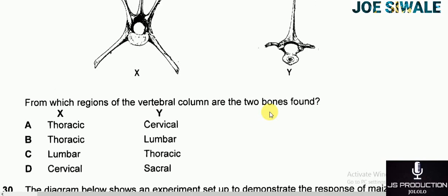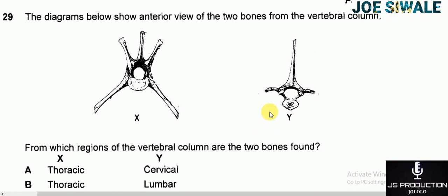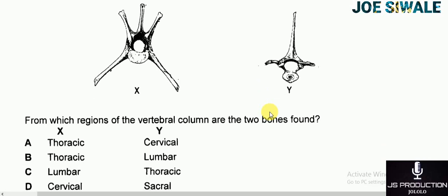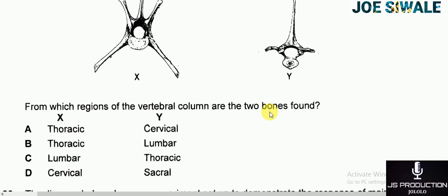In identifying these two bones, X, that's the lumbar, and the lumbar has a long narrow spine. It also has long transverse processes that are wide, and bone Y, that's the thoracic. The thoracic has a long narrow spine, and it has short transverse processes. So my answer here is C, where X is the lumbar and Y is the thoracic.